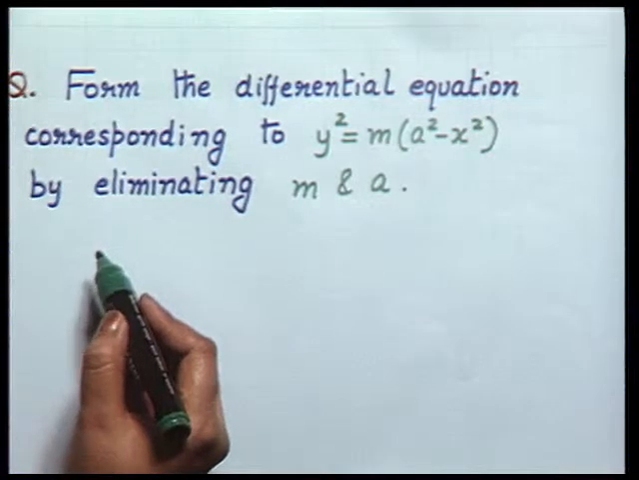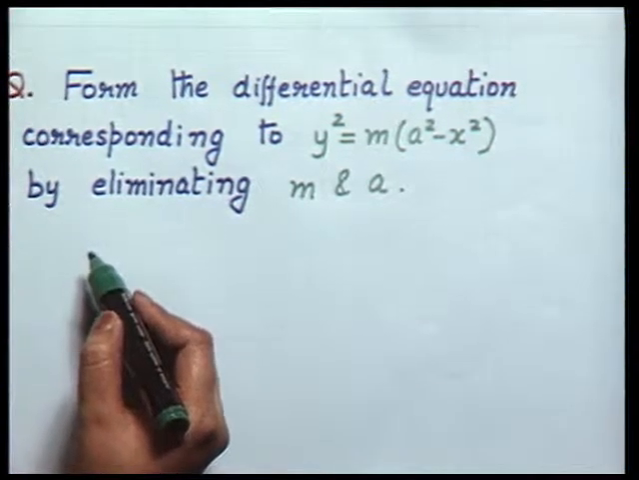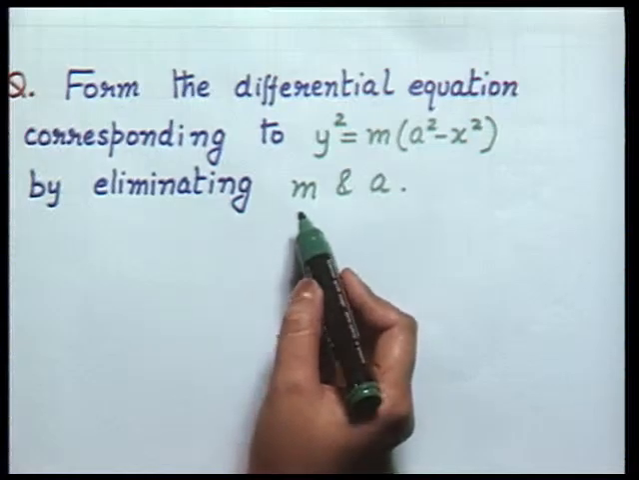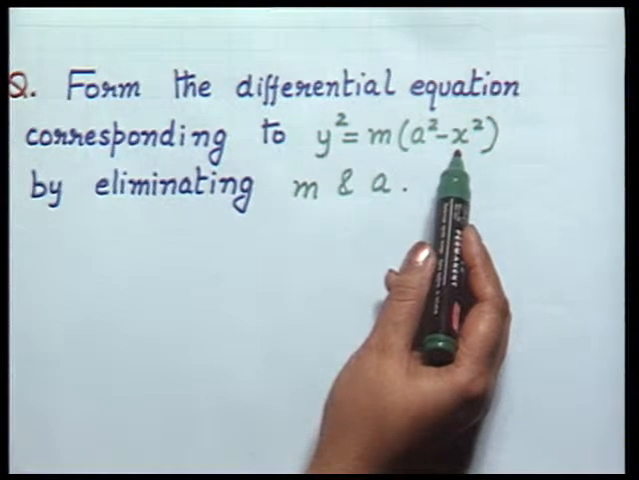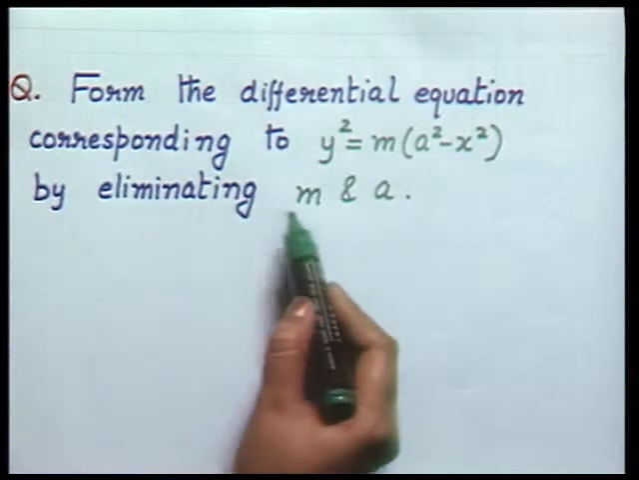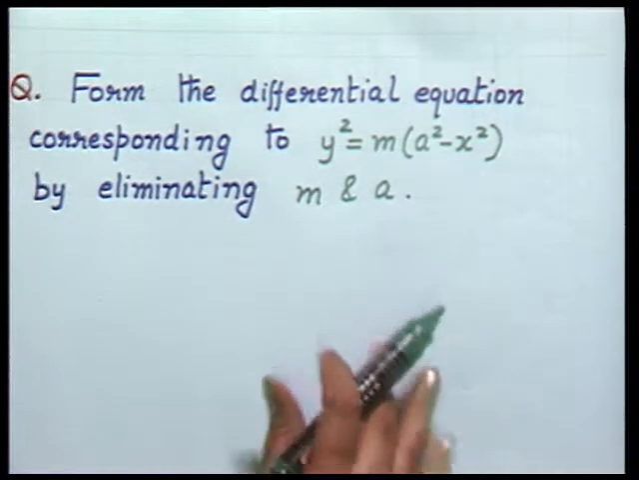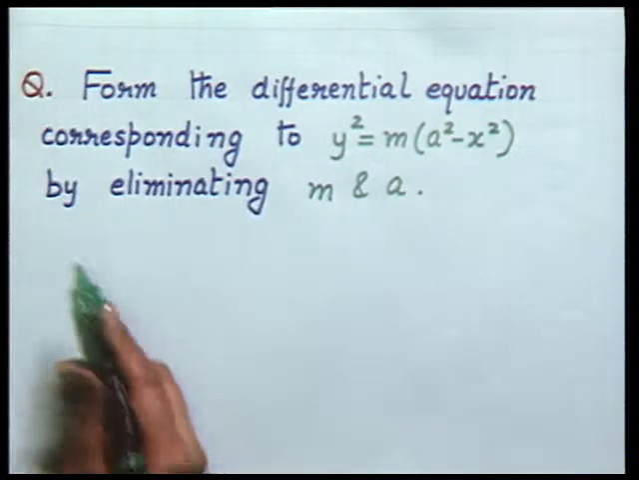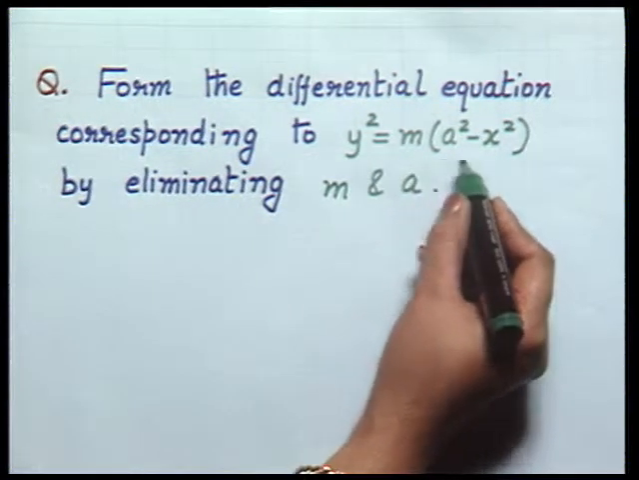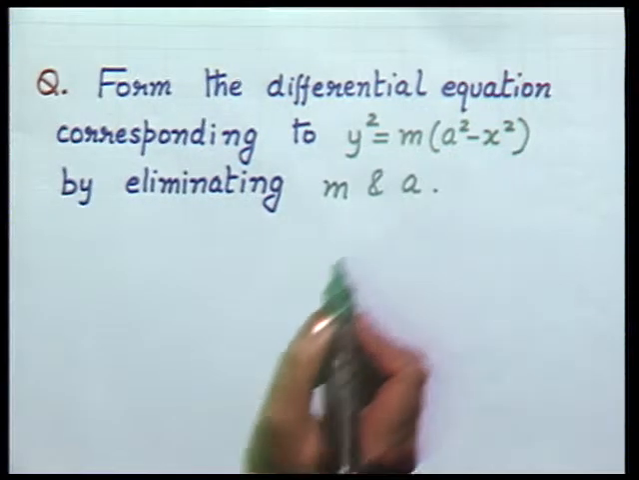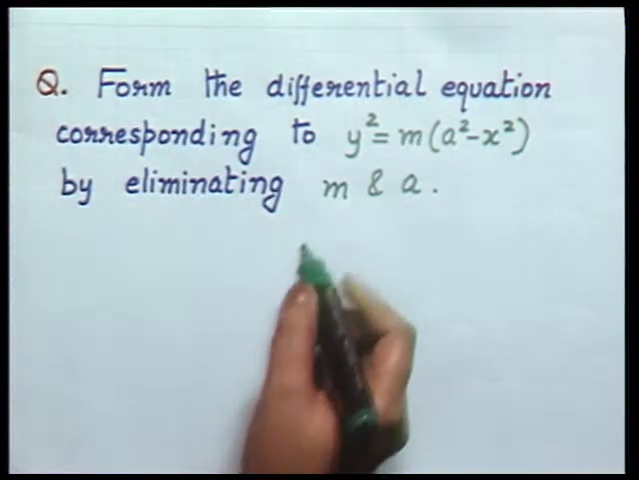Let's take a question where two arbitrary constants are involved. The question says, form the differential equation corresponding to y square equal to m times a square minus x square by eliminating m and a. To do that, start with the understanding that there are two arbitrary constants involved, so you have to differentiate twice.